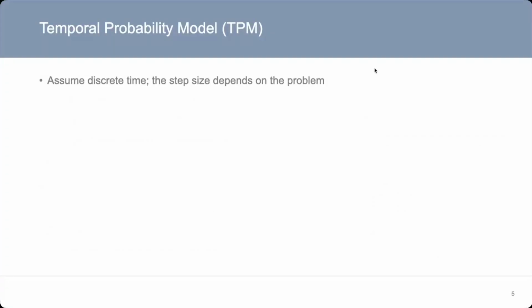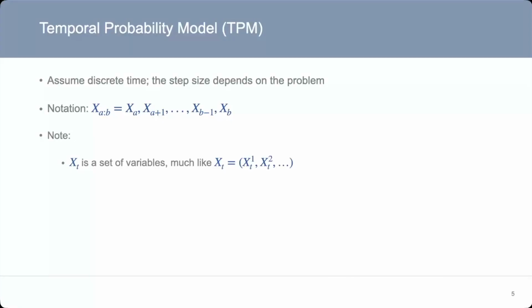Some more clarifications when it comes to nomenclature. First, we assume discrete time steps. That is, we take measurements at regular time intervals. We typically write X_a:b to mean the collection, or the sequence, of variables X_a, X_{a+1}, up to X_b. Other things to note here: X_t is a set of variables. It may or may not be a single variable. X_t is a set of variables such as X_t1, X_t2, and so on.